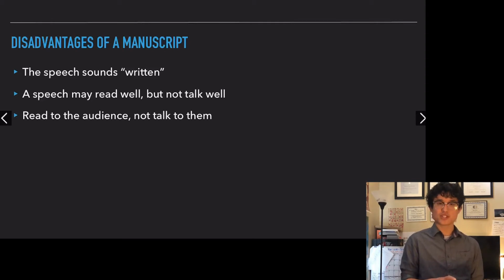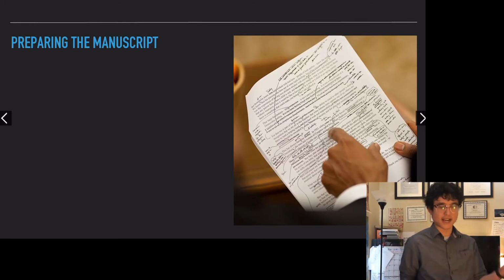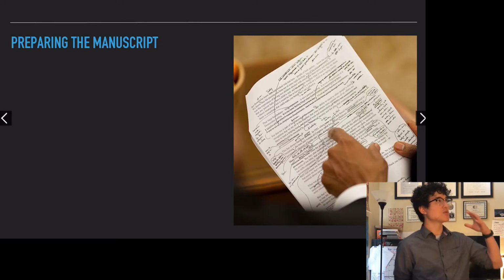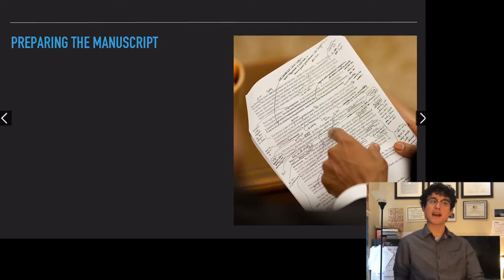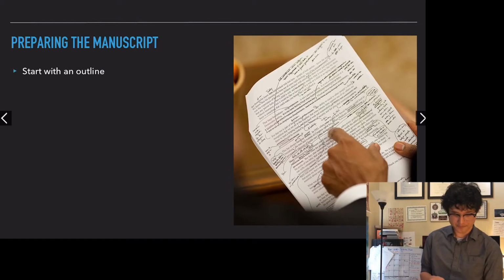So with those challenges in mind, I want to talk about a couple of nuts and bolts as far as actually preparing the manuscript itself. This is the step you'll be taking after you've come up with your speech topic, maybe brainstormed some ideas, and have a loose idea of what you want to talk about for your commemorative speech. How do we actually go about putting this into a manuscript format?